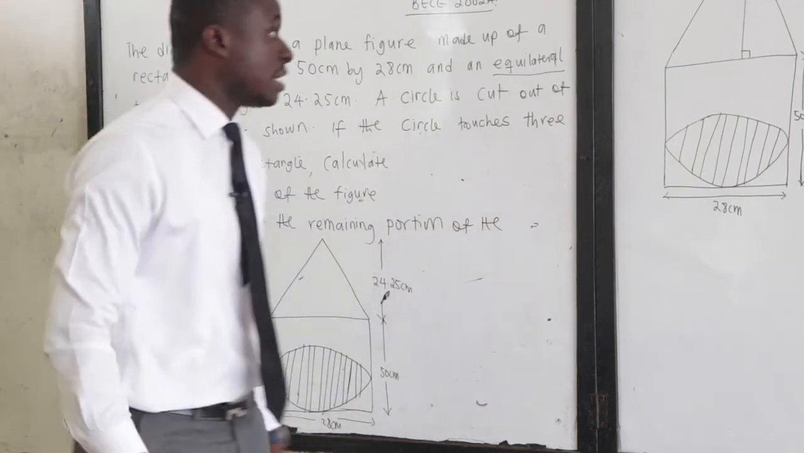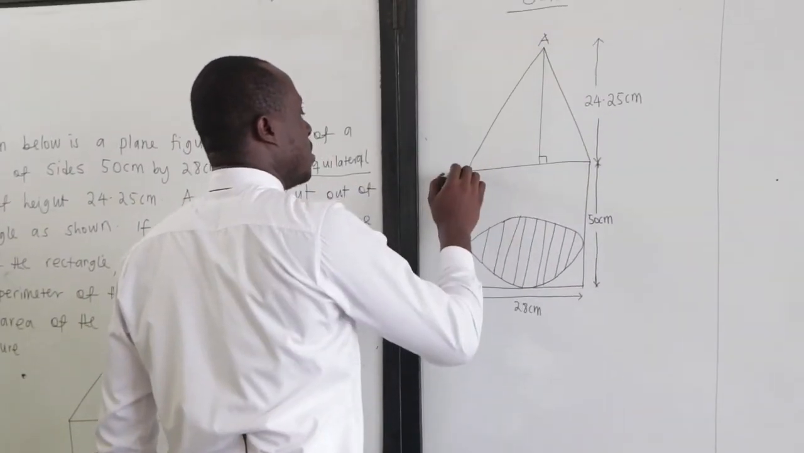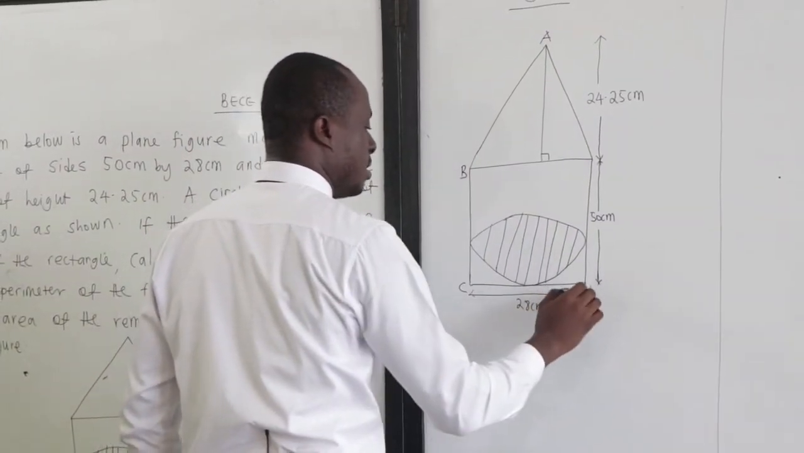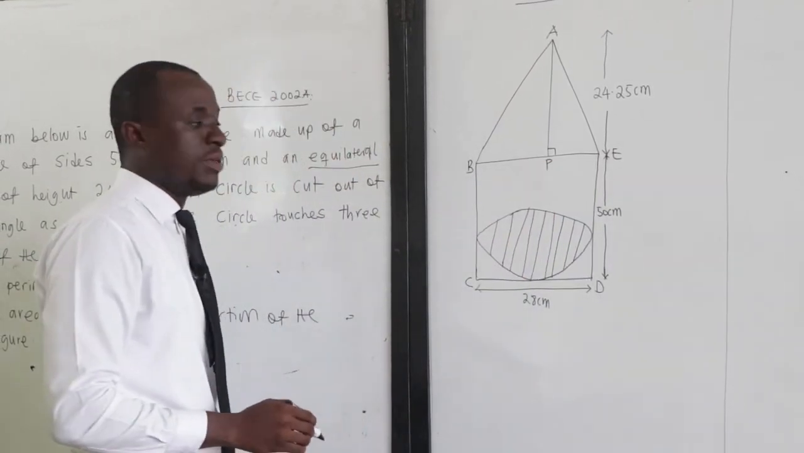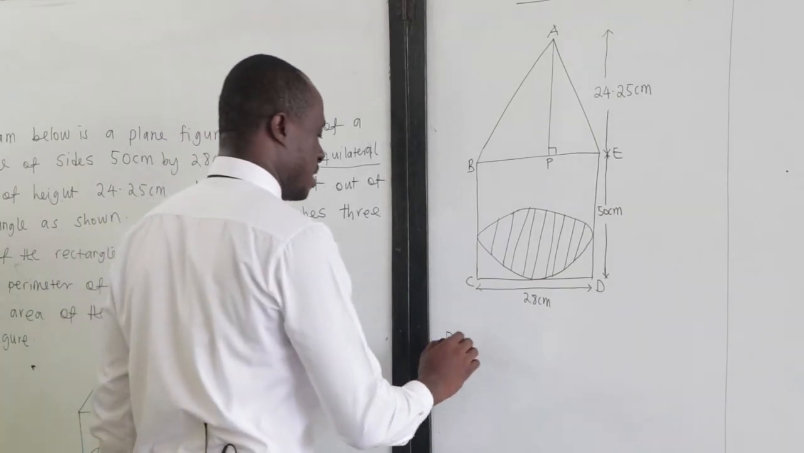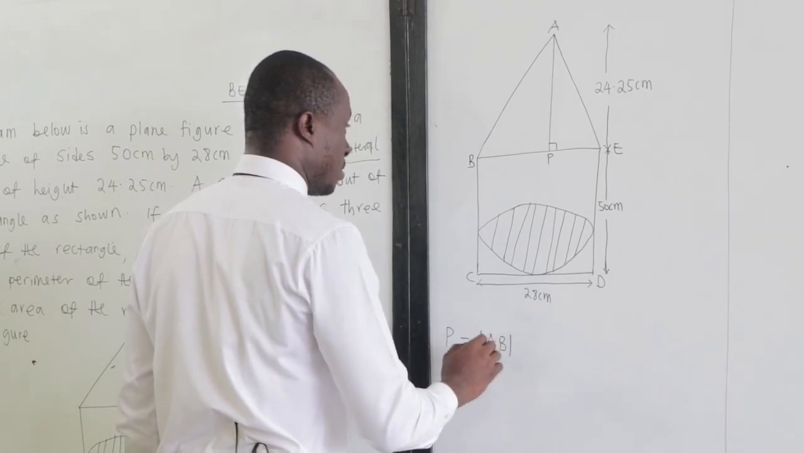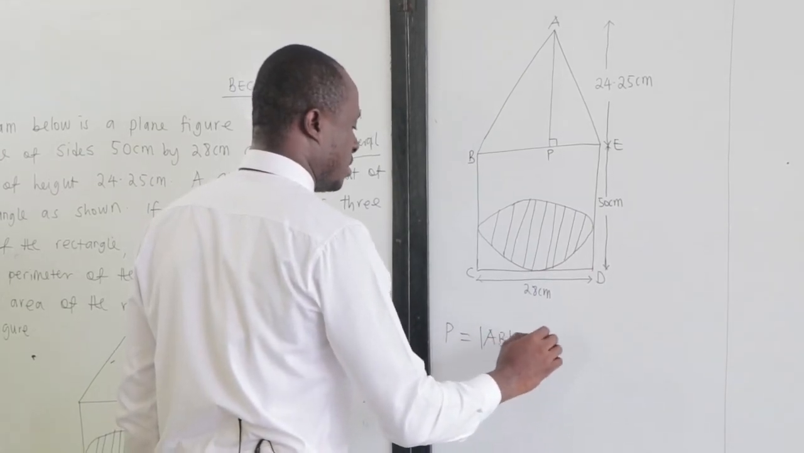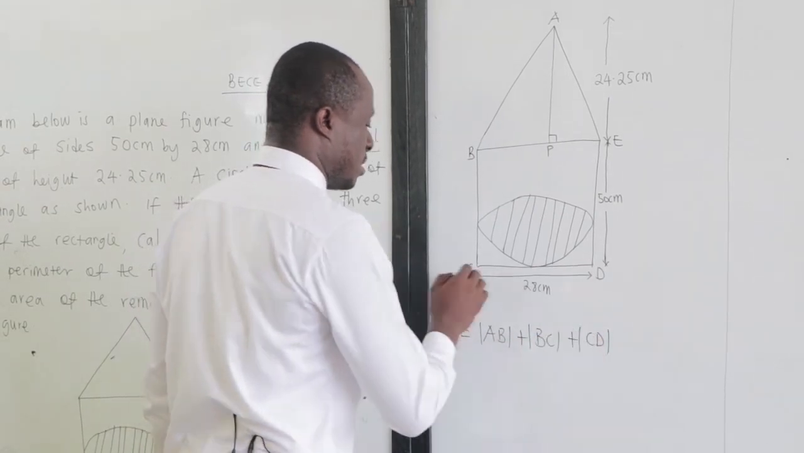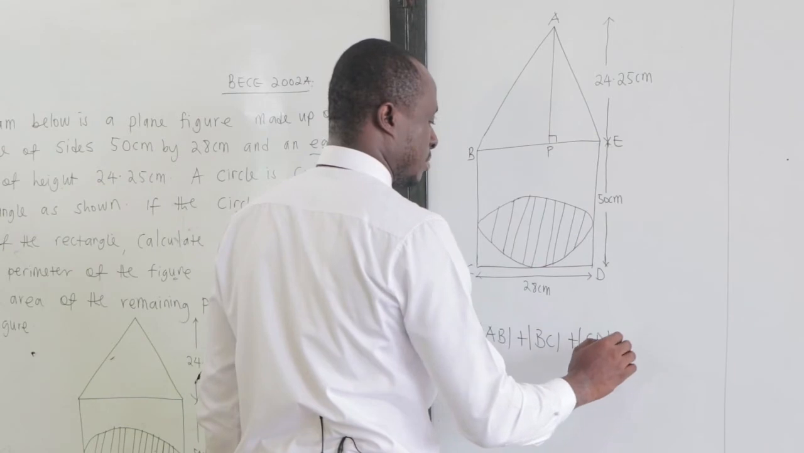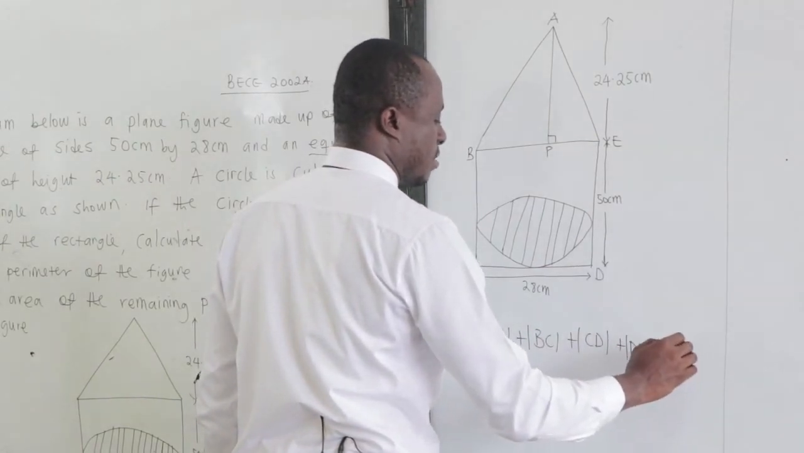Okay, so let's consider this diagram over here. Let's label it. Probably you can see that this is A, B, C, D, and then the point here E. Let's name here P. You want to find the perimeter. That's the total distance around it. So we can say that AB plus BC plus CD, that's this side, plus DE plus AE.